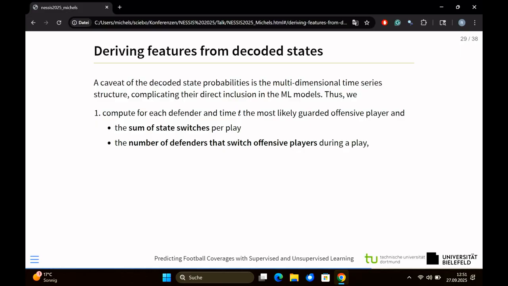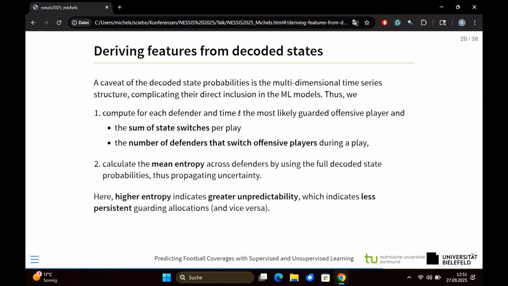Okay, so this is about this state sequence, and as I indicated in the beginning, we would like to derive features from that because we want to put them into the outer loop, into our supervised learning. So what do we do? We have decoded state probabilities as a multi-dimensional time series structure, and obviously we cannot just put them into a classification problem on the play level. So we compute for each defender and time the most likely guarded offensive player and compute the sum of state switches and the number of defenders that switch players during a play. So these are the first two features.